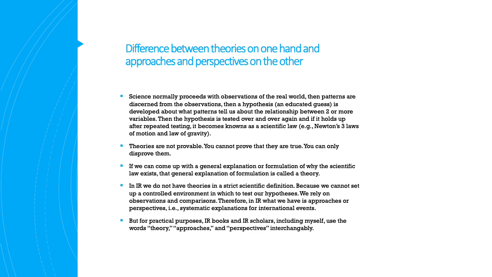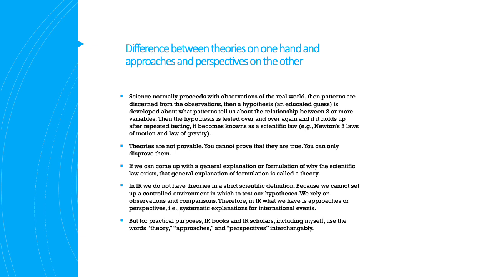Theories in science are not provable. You cannot prove them to be true. You can only disprove them. If after repeated testing, a theory hasn't been disproven, it's known as a scientific law. And then if we can come up with a general explanation or formulation of why the scientific law exists, that general explanation or formulation is called a theory.